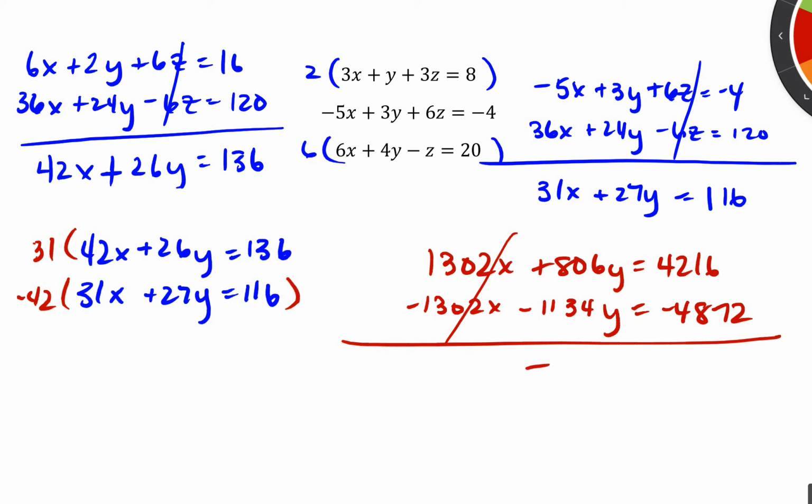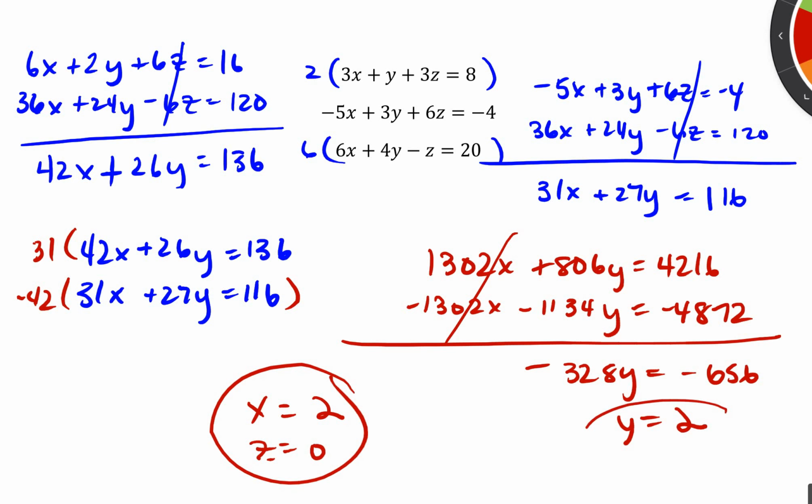If I eliminate all that, I get negative 328y equals negative 656. The y value becomes 2. I can solve for the x value, which is also 2, and the z value, which actually becomes 0. So those are my 3 answers.